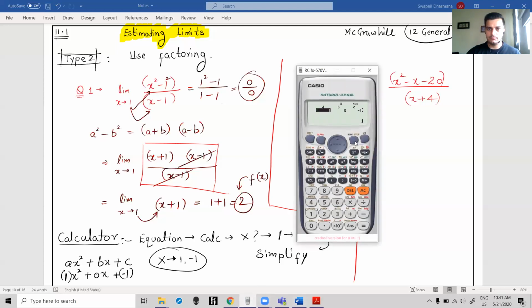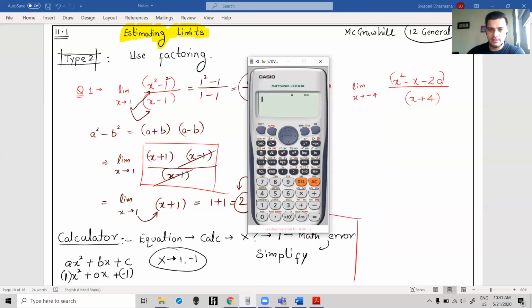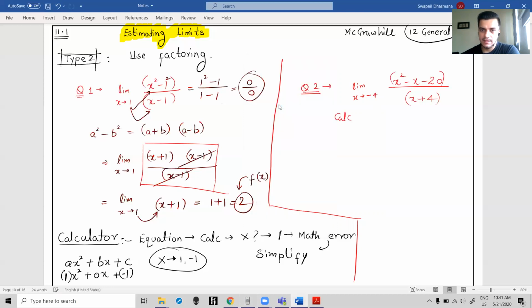Step 1, you go to mode 1. Now you write this equation, which is alpha x squared minus alpha x minus 20, and you divide it by x plus 4, so alpha x plus 4. You press calc, you put the value minus 4, and you see math error. So when I do this on my calculator, I'm getting a math error. Now I need to simplify.